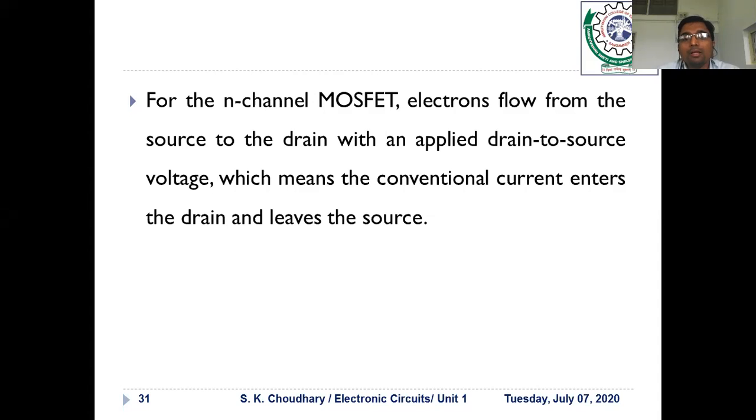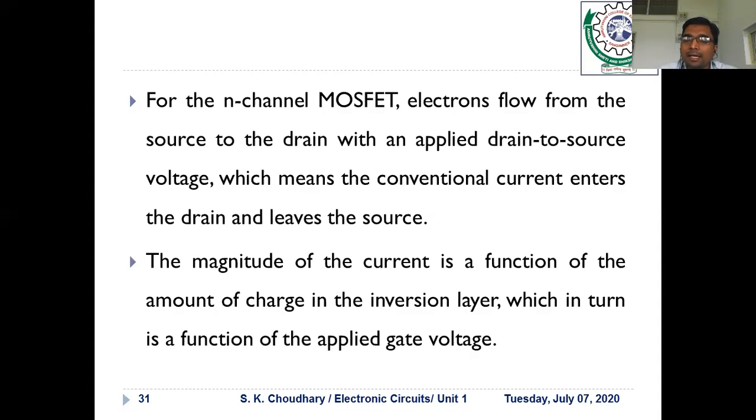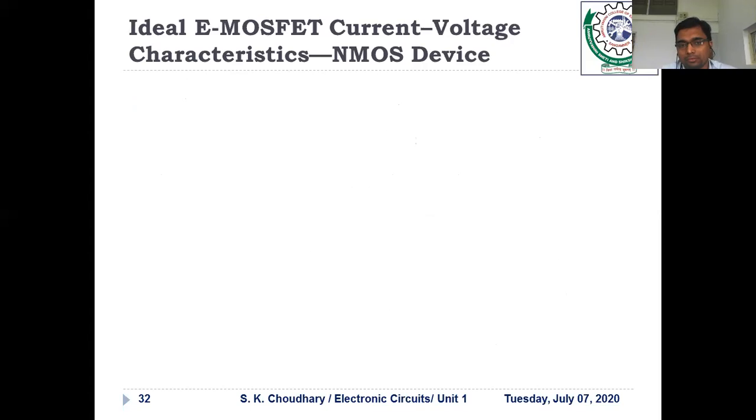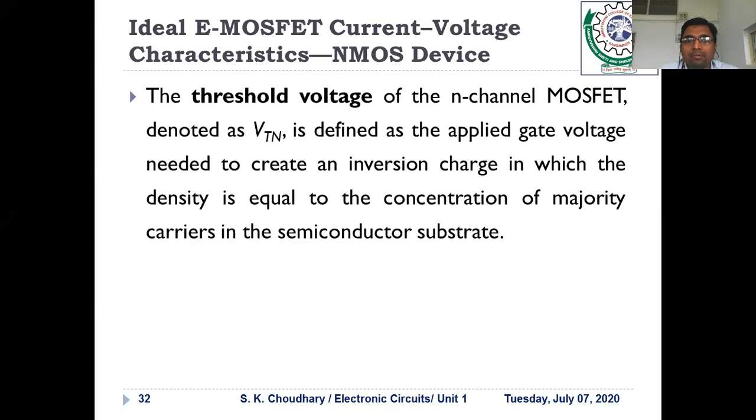The magnitude of the current here is a function of the amount of charge in the inversion layer, which in turn is a function of the amount of applied gate voltage. So how much current would flow depends upon the applied gate voltage value. Now we will see the ideal E MOSFET current voltage characteristics.